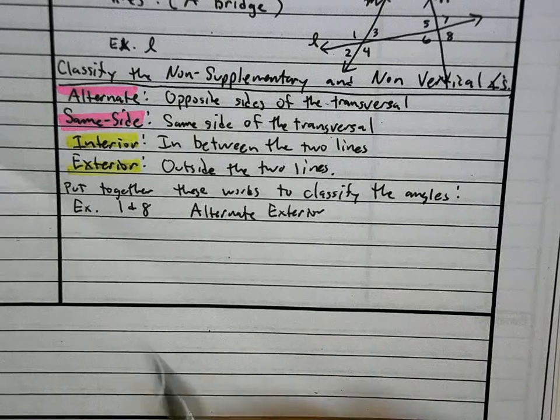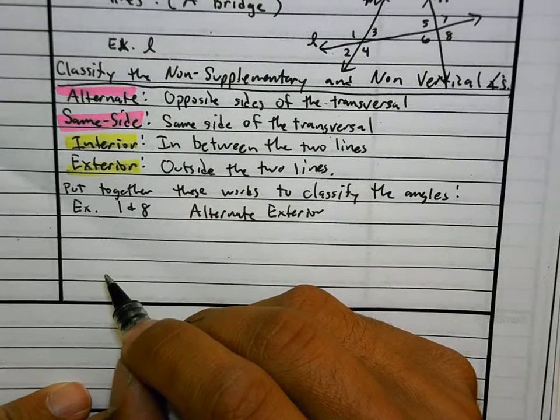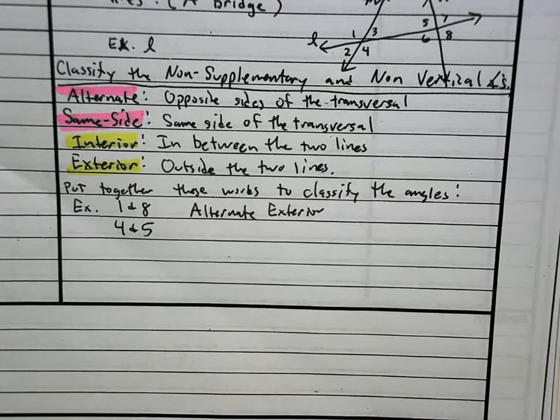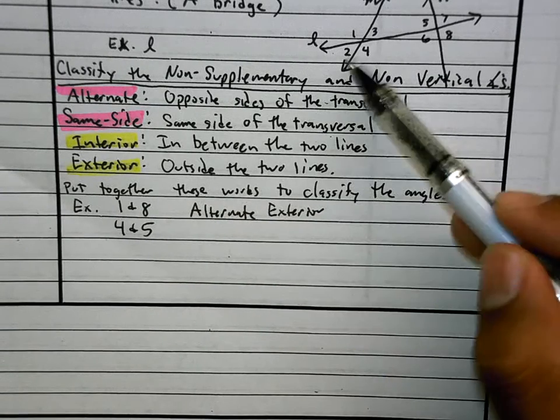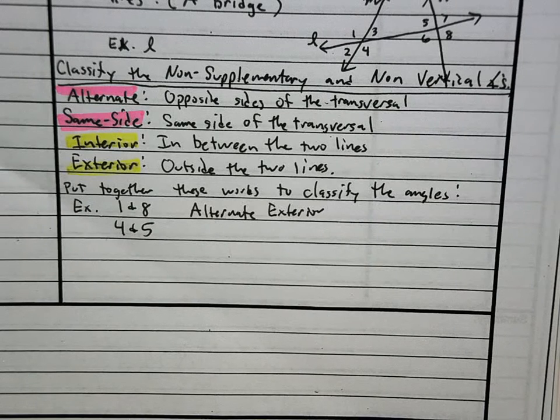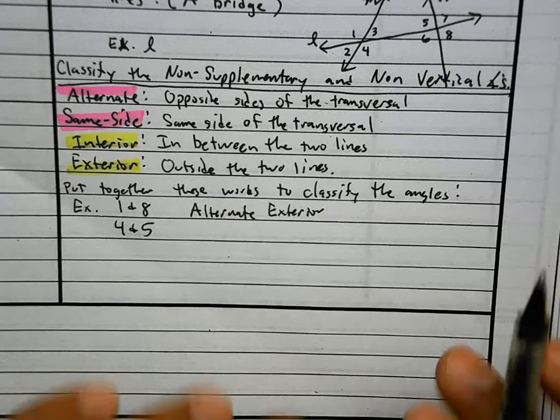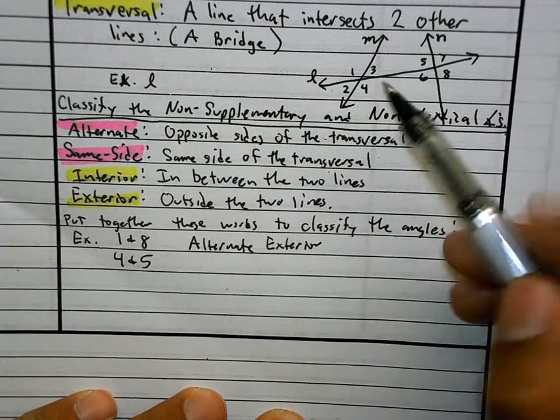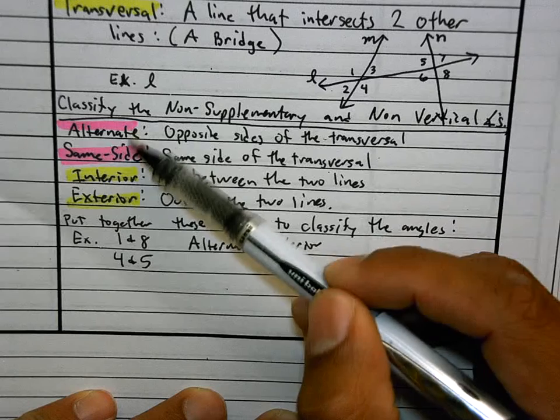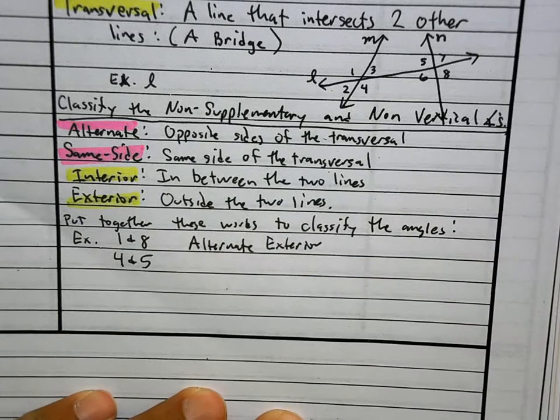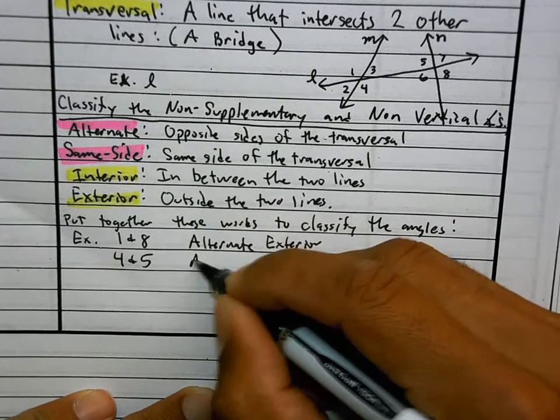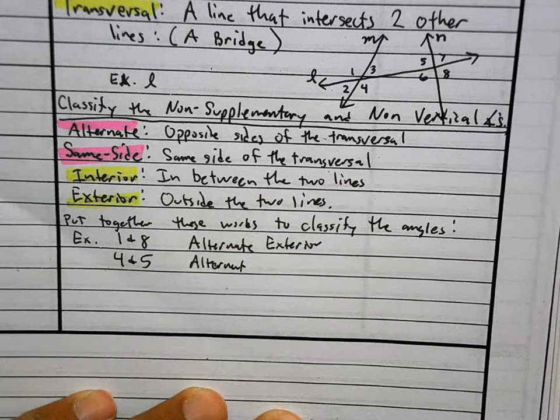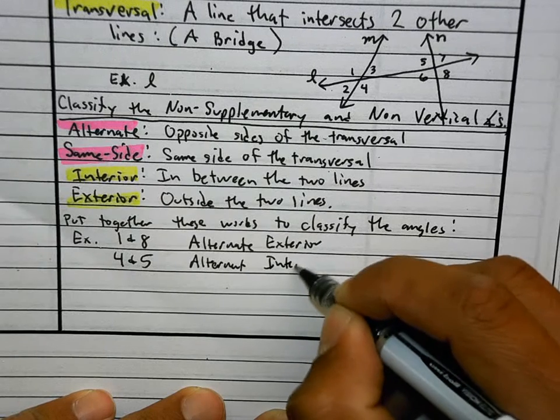Now, 2 and 3. No, I can't do 2 and 3, because they're next to each other. 2 and 3 are vertical. So 4 and 5. The first thing you check: are they alternate or same side? Alternate. Then you choose here: interior. Alternate interior angles.